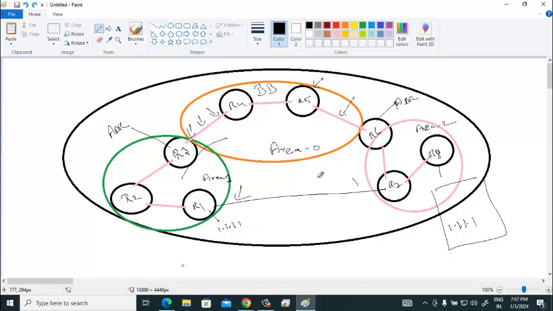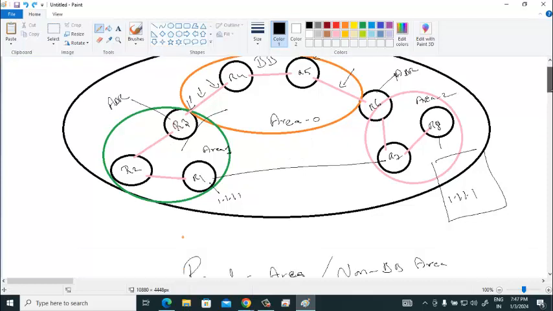So what if I do something like this? I make this area 2 and this area 1. Will they share routes? No. Area 1 will not give to area 2. Area 1 will only give to area 0. Likewise, area 2 will only give to area 0. Let me draw it in another simple way.